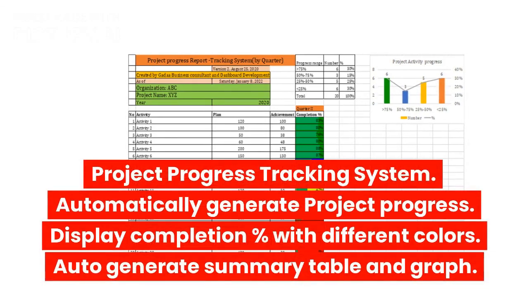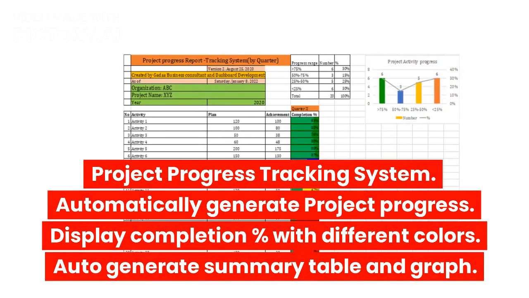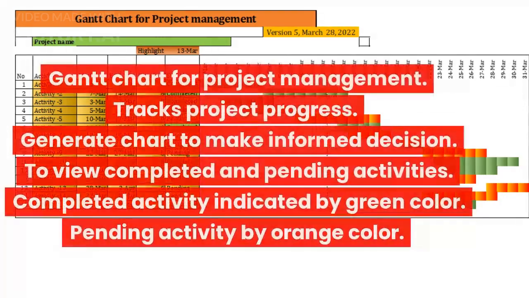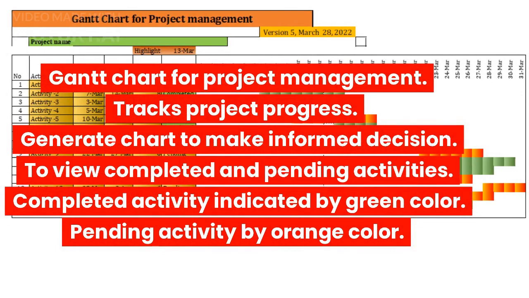Project progress tracking system. Automatically generate project progress. Display completion percentage with different colors. Auto-generate summary table and graph. Gantt chart for project management. Tracks project progress. Generate chart to make informed decisions.